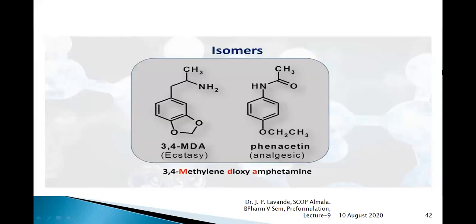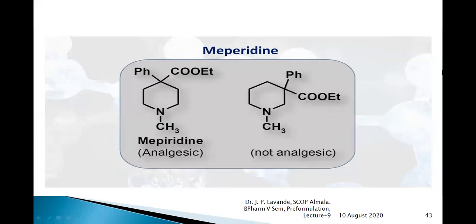Isomers. What are the isomers? These are the compounds, right? You can see the example, 3,4-MDA, which is said to be ecstasy, and there is phenacetin which is said to be an analgesic. Now 3,4-methylenedioxyamphetamine is ecstasy, and these two are isomers. Meperidine again, these are isomers: meperidine is an analgesic, and another form is said to be non-analgesic.